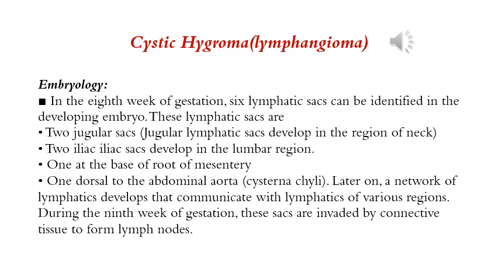Later on, a network of lymphatics develops that communicates with the lymphatics of different organs during the 9th week of gestation, a week after this. These sacs are invaded by connective tissue to form lymph nodes. This is the normal embryology.